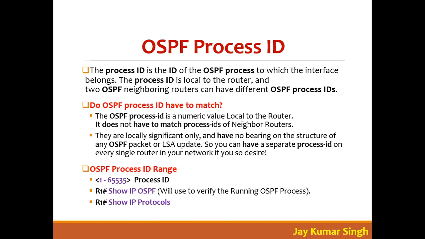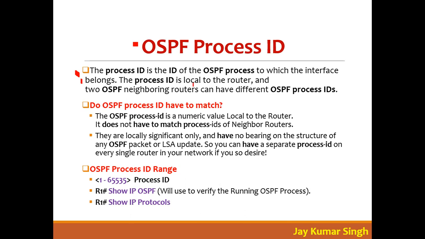Now OSPF uses a process ID. This process ID is used to identify the process running on the local router. The process ID is the ID of the OSPF process to which the interface belongs. The process ID is local to the router, so it doesn't mean the same as the autonomous system number of EIGRP. For EIGRP, the autonomous system number should be the same on all the routers, but here the process ID can be anything. If you want, you can run the same on all the routers, or you can run different ones on all the routers, because it is local to the router.